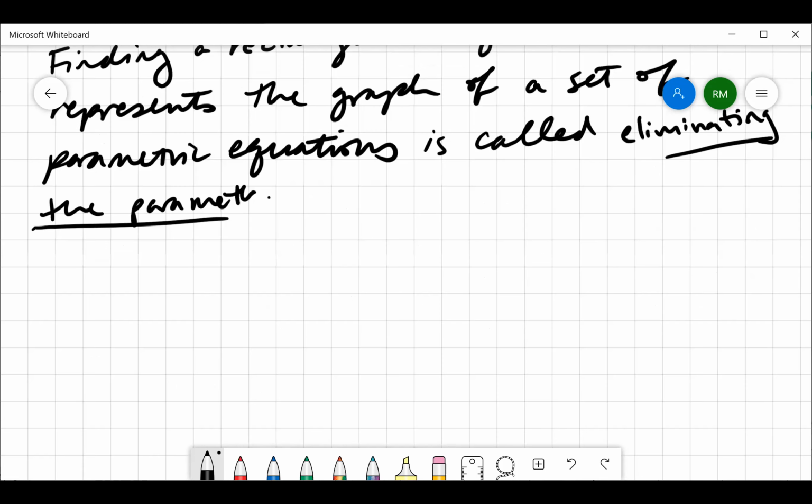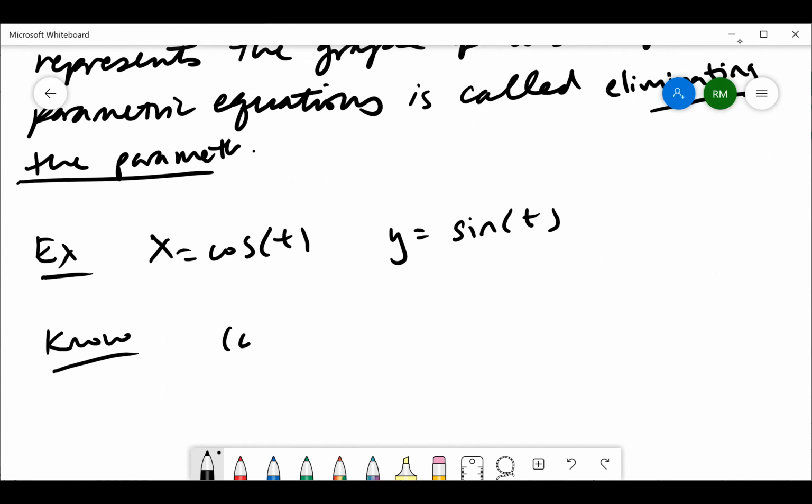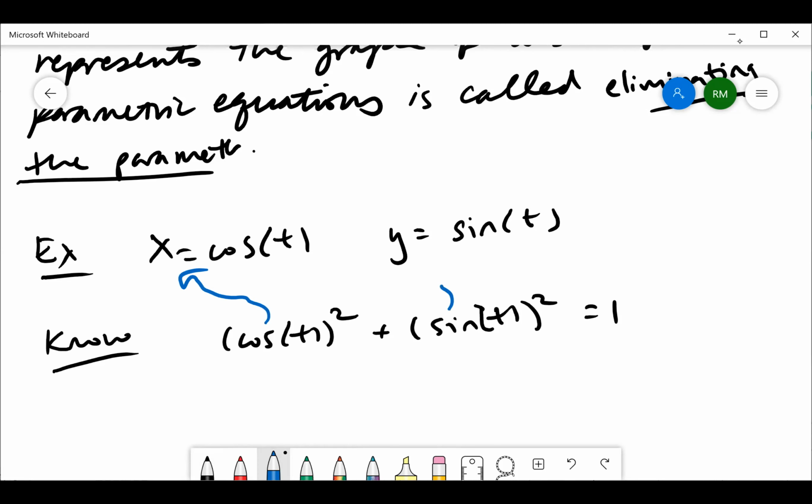So let's take a look at the example we just did. In the example we just did, we had x equal to the cosine and y equal to the sine. So what do we know? We know that the cosine of t squared plus the sine of t squared is always equal to 1. That's a trig identity. But what we notice is the cosine is the same as x, and the sine is the same as y, which tells us that x squared plus y squared equals 1, which is the equation of the circle.